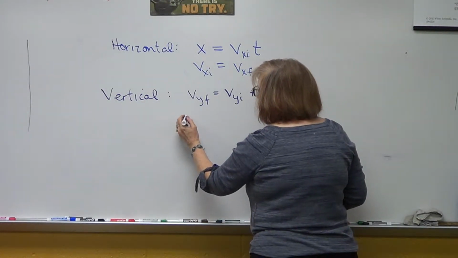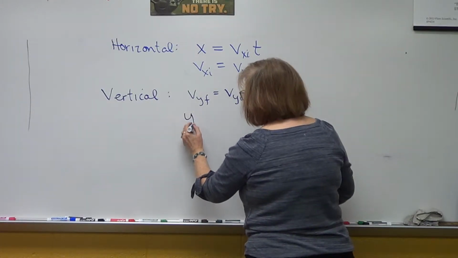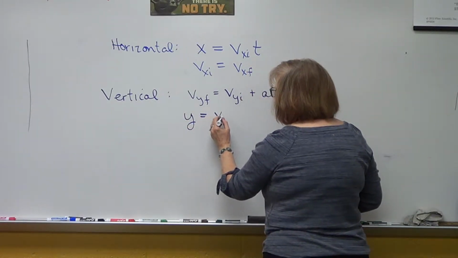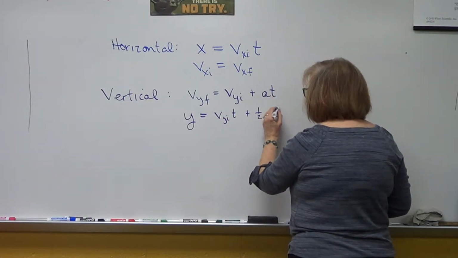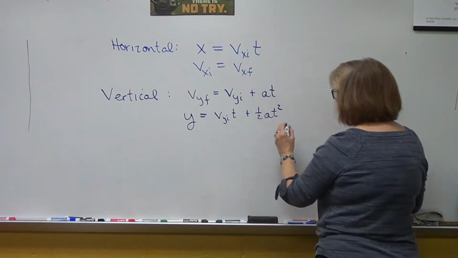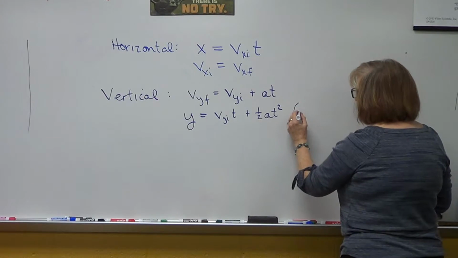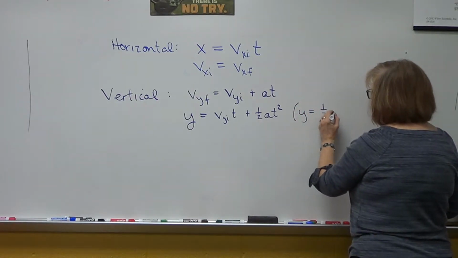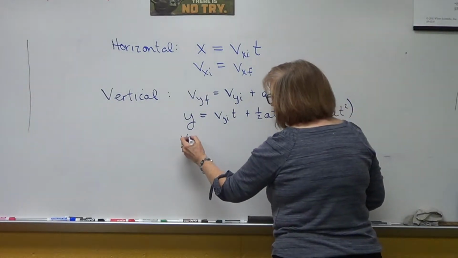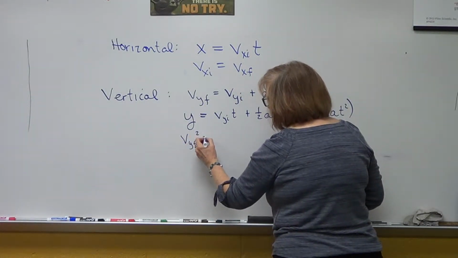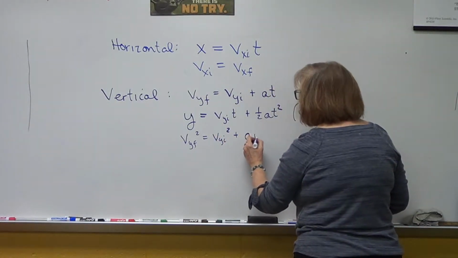We'll just do that one. Y equals VYI T plus 1/2 A T squared. But oftentimes, in the case of horizontally thrown, this is 0, so you actually just have Y equals 1/2 A T squared, like so. And then of course we have our VYF squared equals VYI squared plus 2 AY.